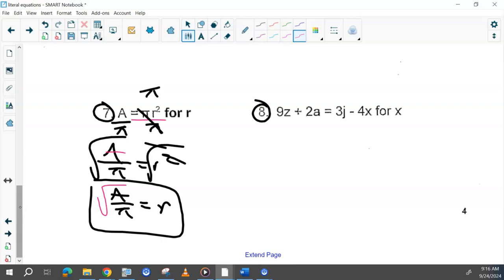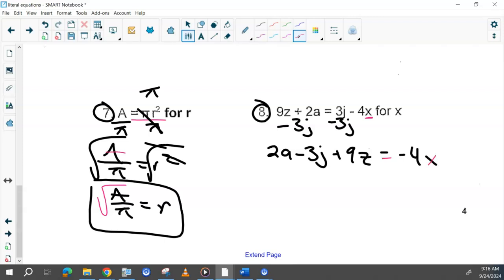For number 8, we are solving for x. How could we get x by itself? What would the 3 be? Sorry. Subtract it, yes. To the other side. So you can put this in order, it doesn't really matter. Divide both sides by -4.